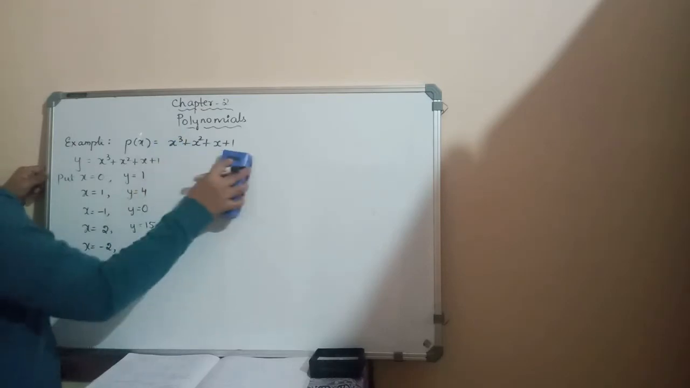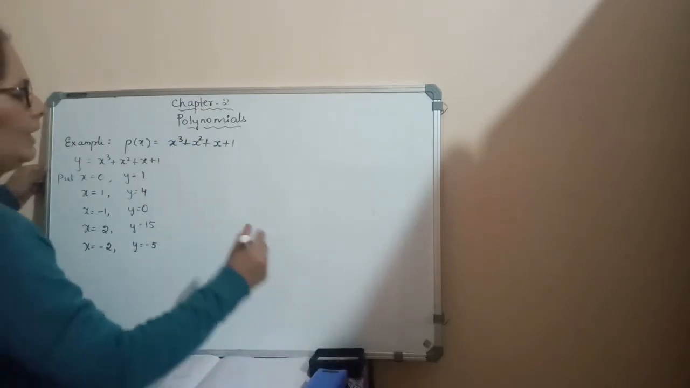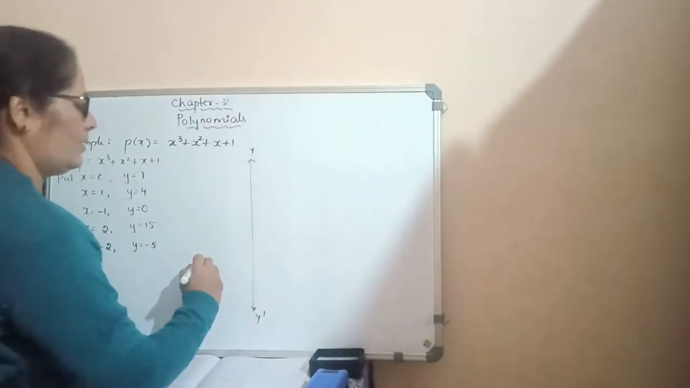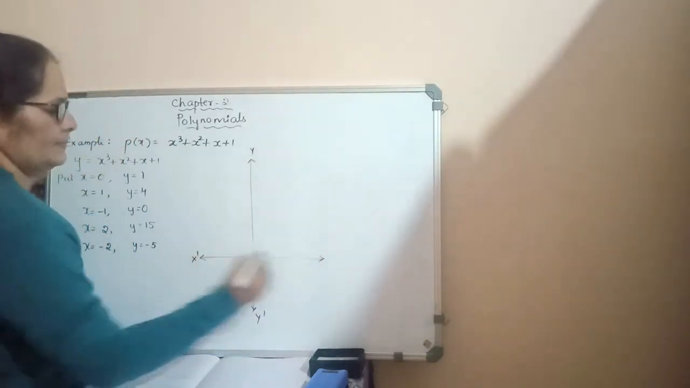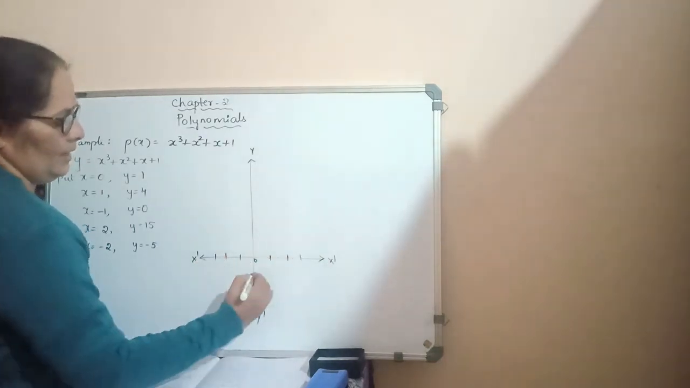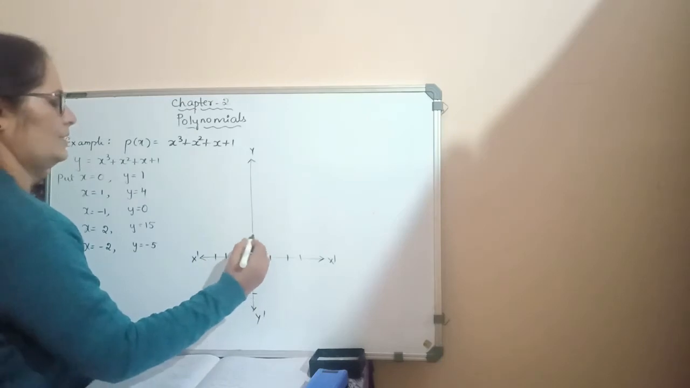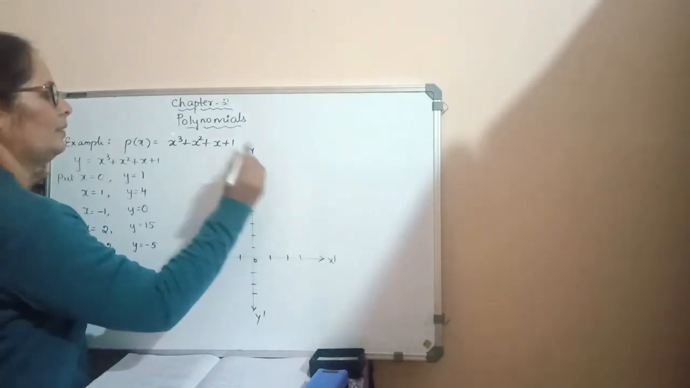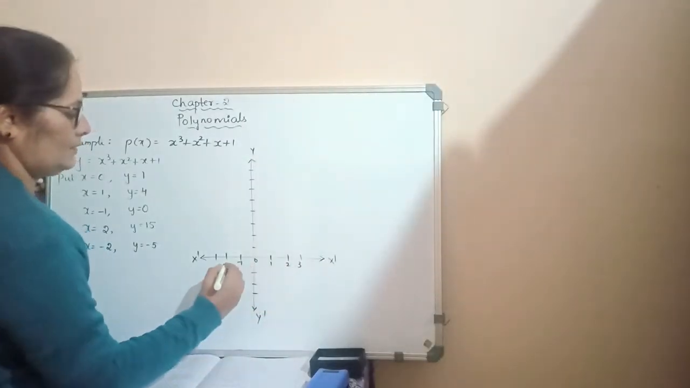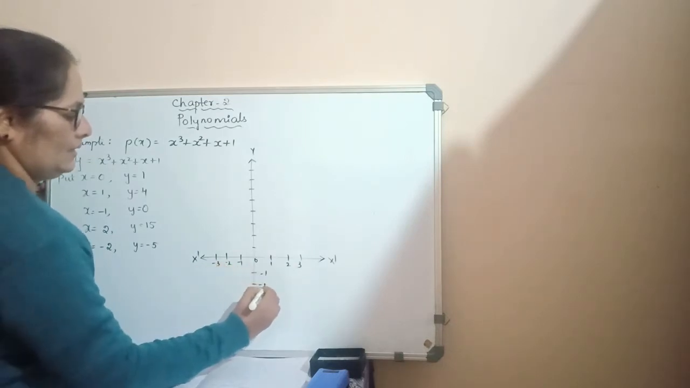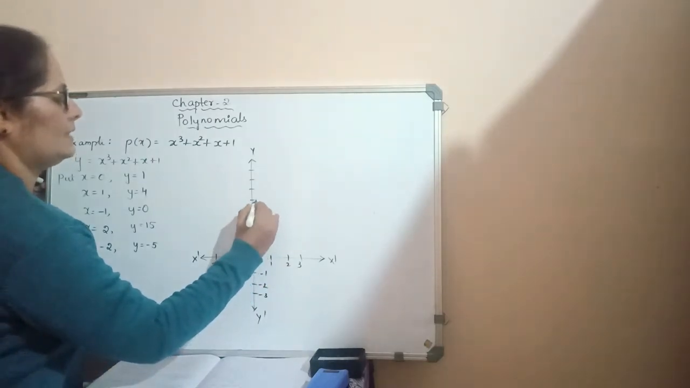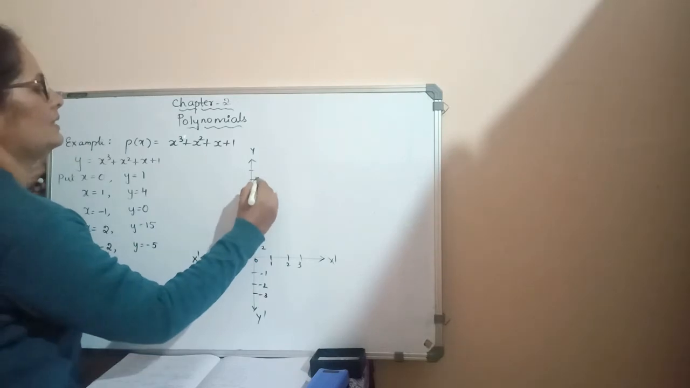Now, I am going to plot the graph for these points. The vertical axis is the y-axis and the horizontal axis is the x-axis. Here are 1, 2, 3, and here minus 1, minus 2, minus 3, the negative coordinates, and here the positive coordinates. On the y-axis we mark 2, 4, 6, 8, 10, then 14, 16, 18.